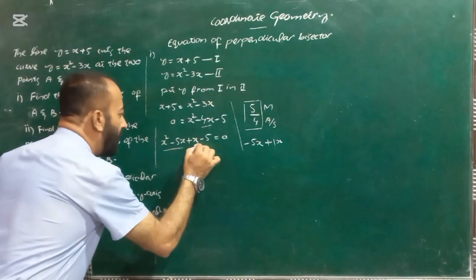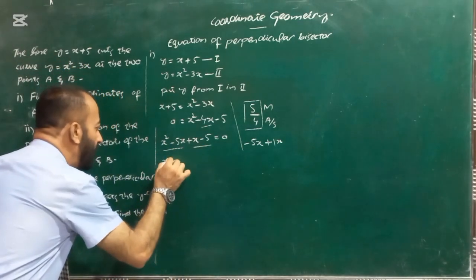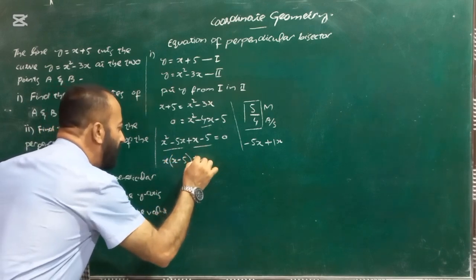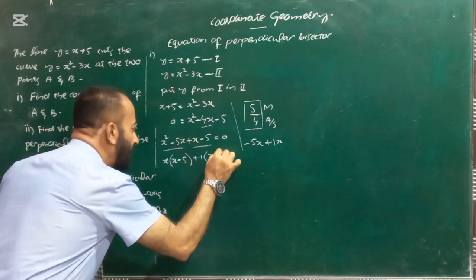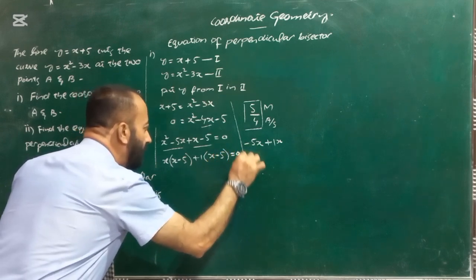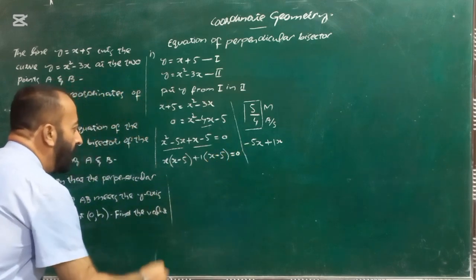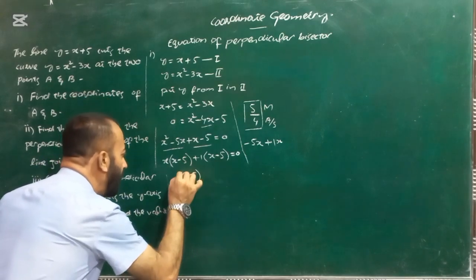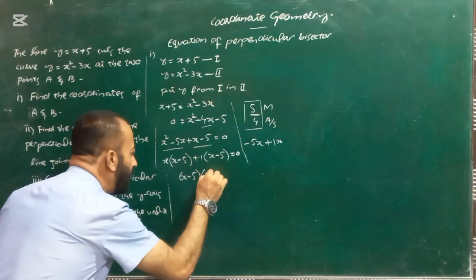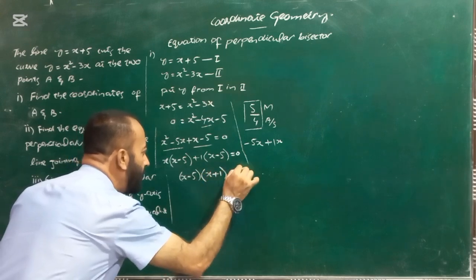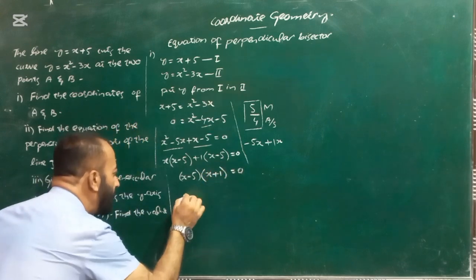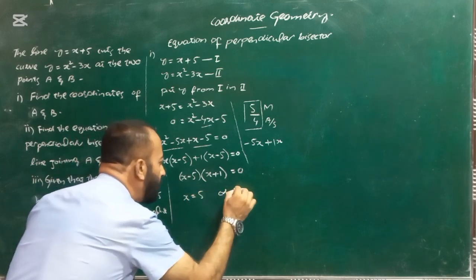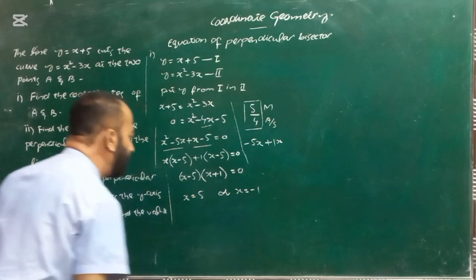At this stage, make pairs, take common. So in the first pair, x is common and x minus 5 will be the remainder. In the second pair, plus 1 is common, the remainder is x minus 5 and the right side is equal to 0. The bracket which is the same will be written once, and the values which are given outside the bracket will be written in the second bracket. From here, you can see x is equal to 5 or x is equal to minus 1.